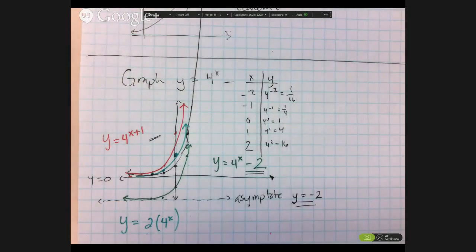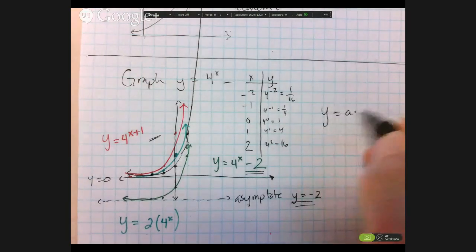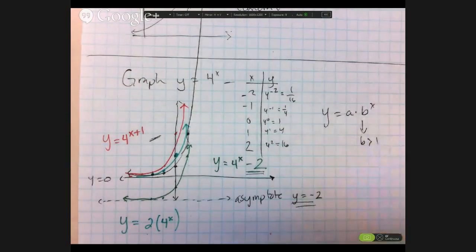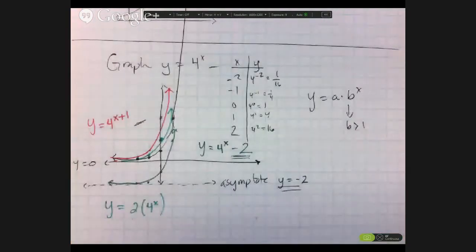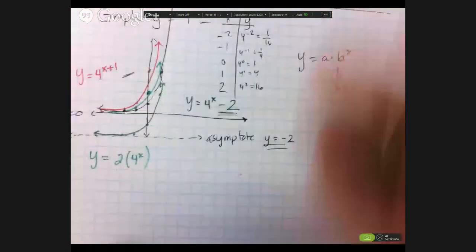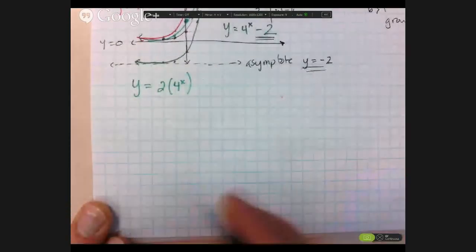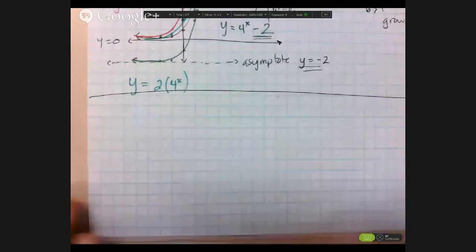This, I want to point out in the general form, this one, b is greater than 1, right? So it's actually going to grow. It's called exponential growth. Here's a sample where b is less than 1.